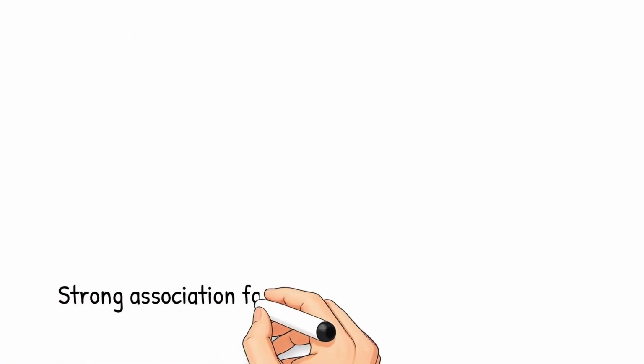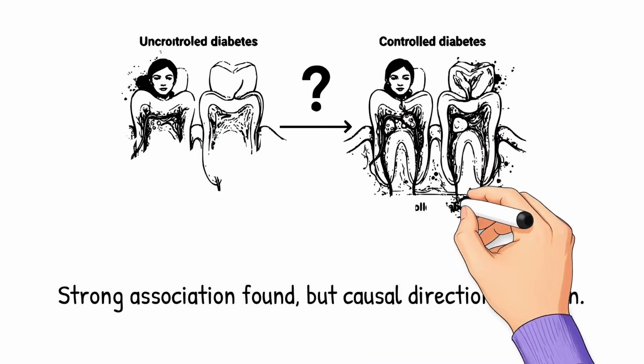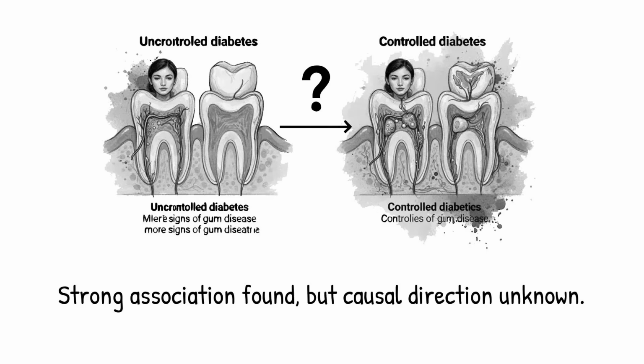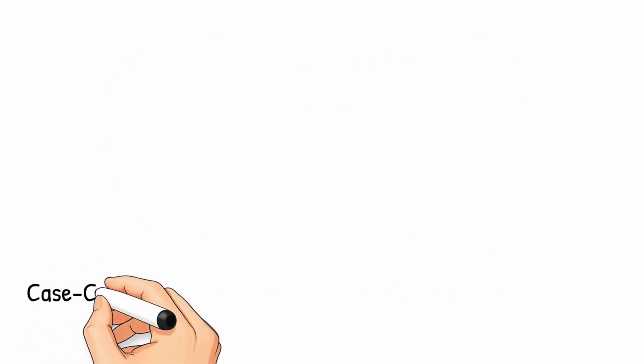Result: Patients with uncontrolled diabetes had significantly higher rates of severe periodontitis. This cannot tell us whether diabetes caused the periodontitis or the reverse, but it establishes a strong association worth investigating further. The Case Control Study.